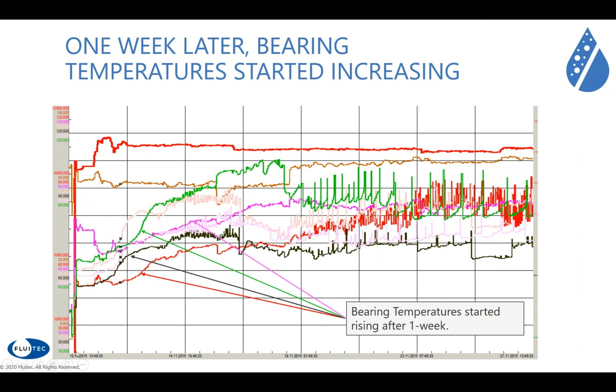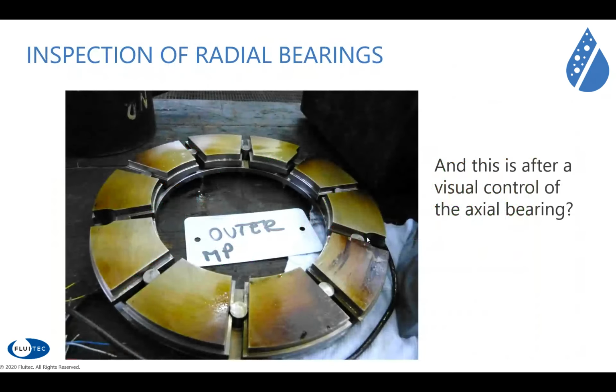Here we have point 0 where we added the new oil, and within 3-4 days temperatures are increasing quite steeply with this typical temperature peak behavior to above 100 degrees, and also for this medium low to high pressure side of the compressor. We opened the compressor and that's what we found on the radial bearings, these brown deposits.